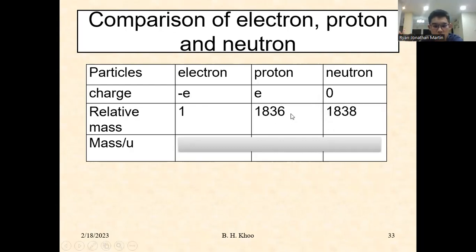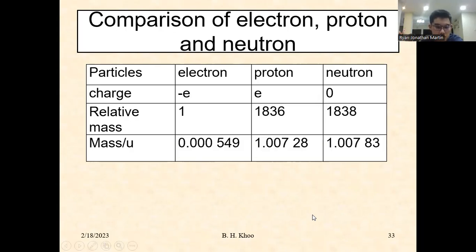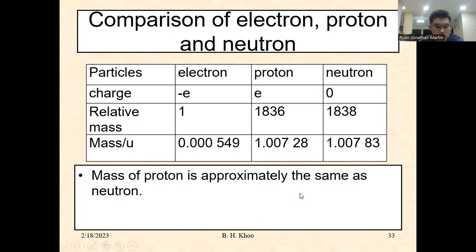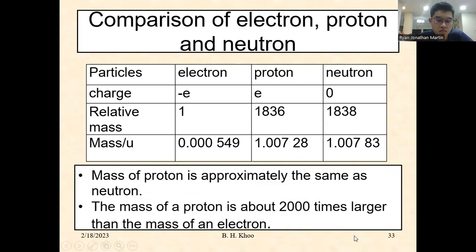Don't need to know the exact value unless you are asked for it, and then you can calculate it. Don't need to memorize. The mass of a proton is approximately the same as a neutron. This one you must know roughly. The mass of a proton is about 2000 times larger than the mass of an electron.